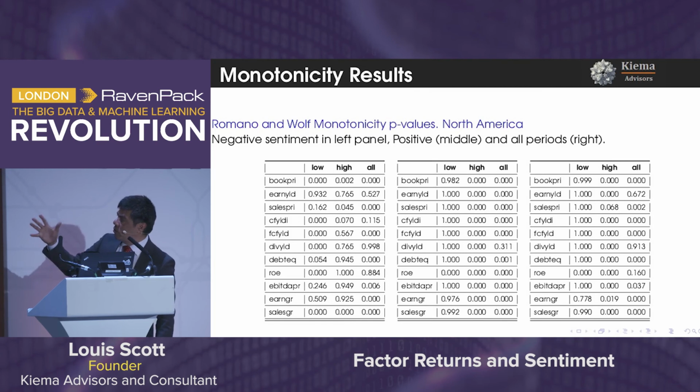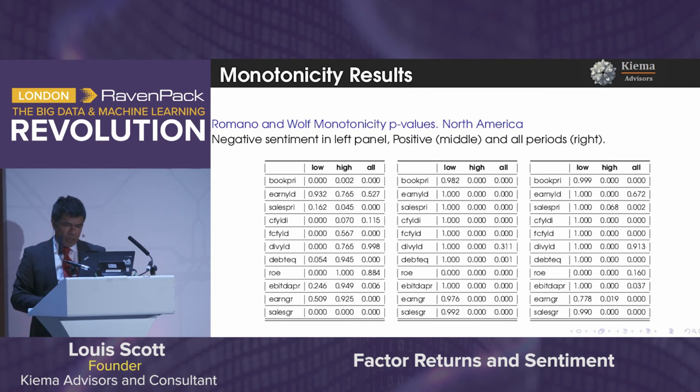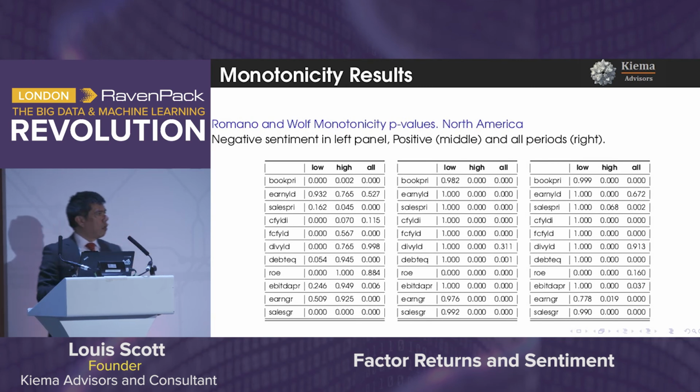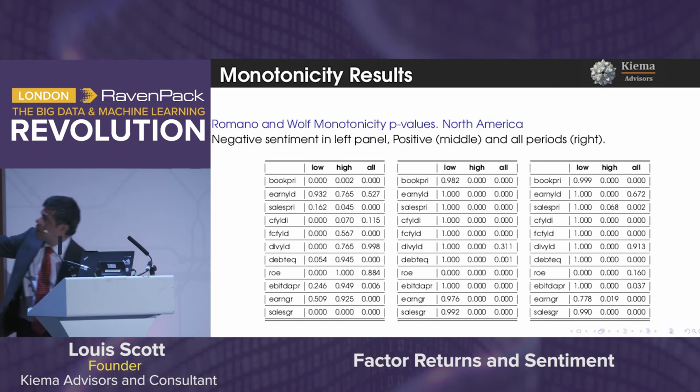Okay, so we do that, and there's something really cool. I mean, there's lots of zeros here, but look at North America under negative sentiment, which is the stuff on the left. If we are passing these monotonicity tests, the p-values are close to 0, and they don't look very good under negative sentiment, which is the stuff on the left.